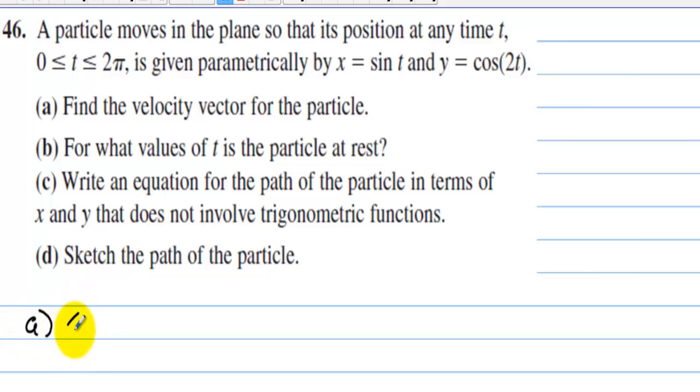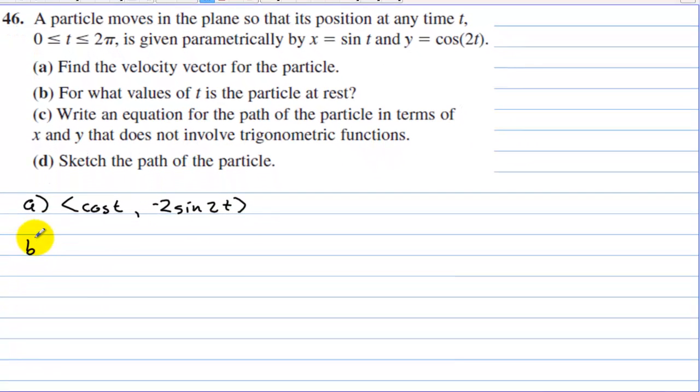So letter A, the velocity vector is cosine of t, comma, negative 2 sine of 2t. So there's the velocity vector. In letter B, we are asked for what values of t is the particle at rest. Well, here's the velocity vector right here. We want to know when is cosine of t equal to 0 and when is negative 2 sine of 2t equal to 0. And we want to find the value that makes both of these equal to 0. Then there will be no velocity at all.